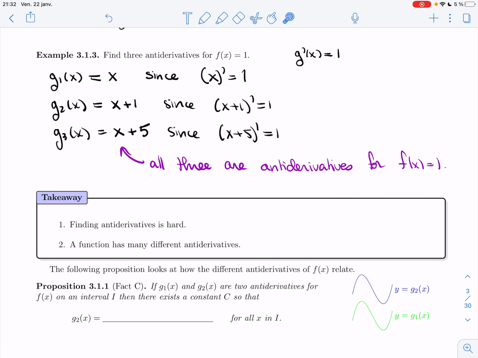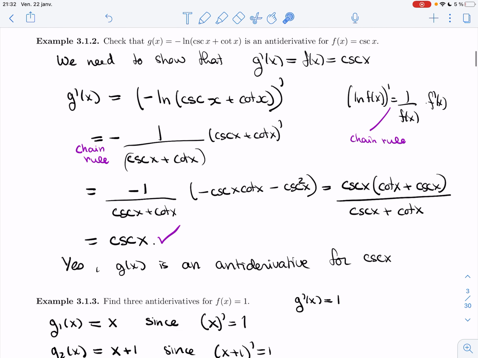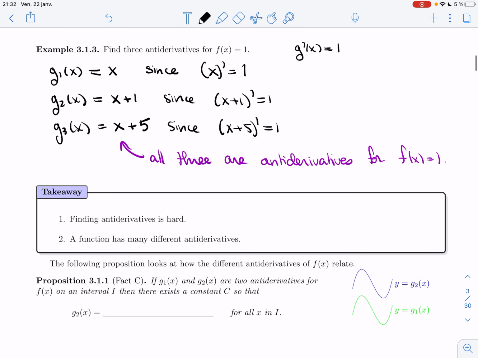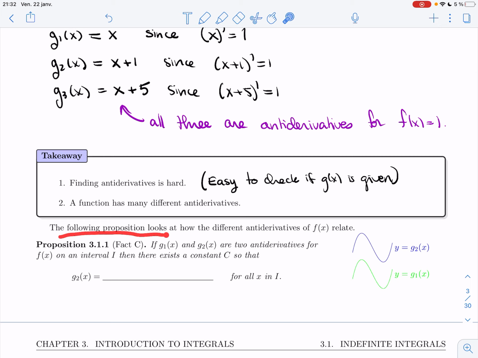All right, so the takeaway from example 3.1.2 is that finding antiderivatives is hard. It's hard, but once you have the answer, it's not so bad. So it's easy-ish to check if g of x is given. And then from example 3.1.3, the point was that a function has many different antiderivatives. So there isn't a single antiderivative for a function. All right, so the following proposition looks at how the different antiderivatives of f of x relate.